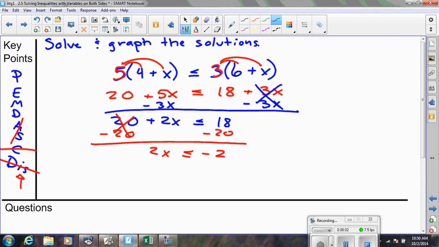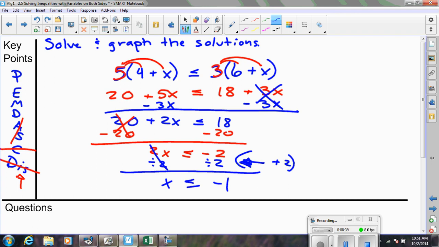Yes, ma'am. Dividing by 2. Now, here's the question I want to ask you, Paul. At this stage, we were dividing by a 2. Do we need to flip the sign or not? This number is a positive 2. We're dividing by a positive. Because this spot here in the blue is a positive 2, this is what tells us do not flip the sign. So it's got to stay the same.